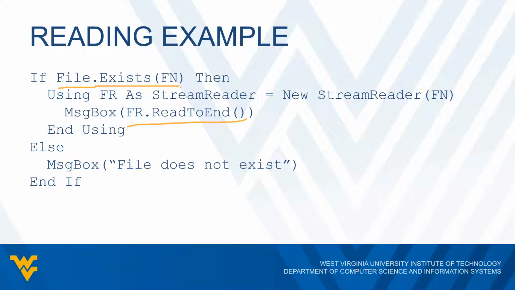Then we have end using, which is equivalent to our close method. So this will automatically close the file once we get here. Now, if our file.exists method is false, then we see down here that we would display a message box that simply says that the file does not exist. That way you would know that you tried to read a file that does not exist.